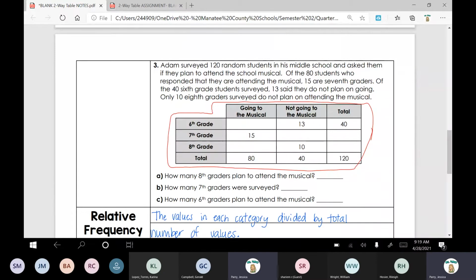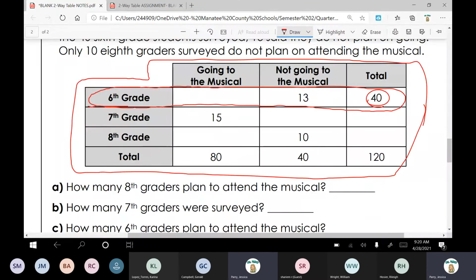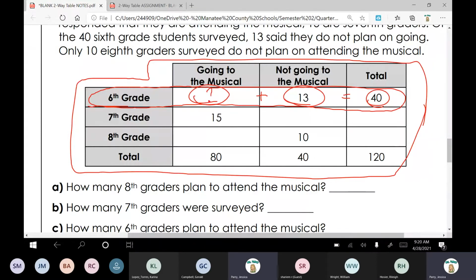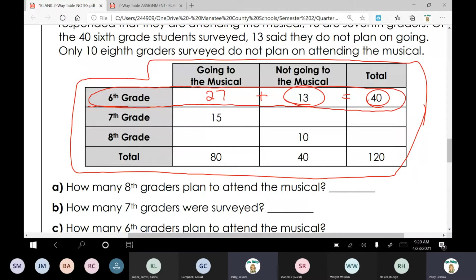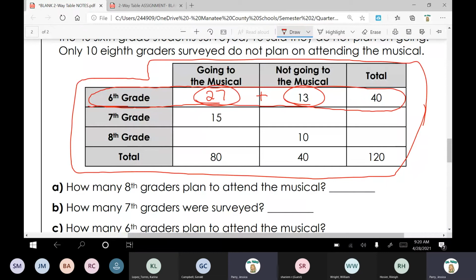Okay, so let's first look at our 6th grade section. And we know that if our total is 40, that means we could take this plus this equals 40. But we're missing one here, so we can go backwards and do subtraction. We could do 40 minus 13, and then we would get our answer here. And we would get, yes, I see, 27. Perfect. Okay, so you can go backwards and do subtraction. You can double check with adding. 27 plus 13, yes, it equals 40.